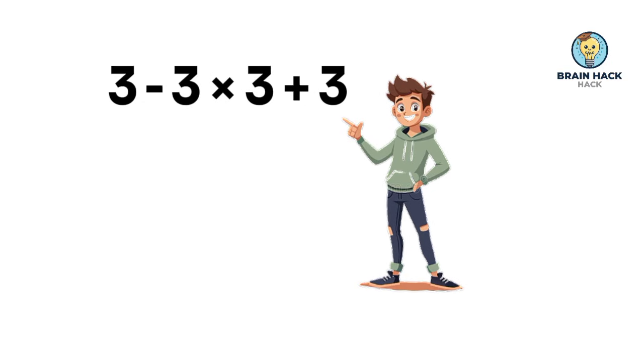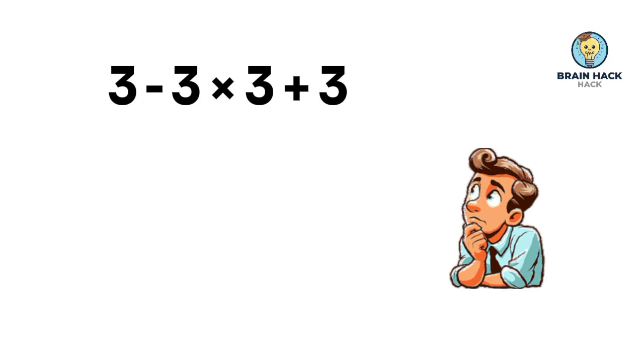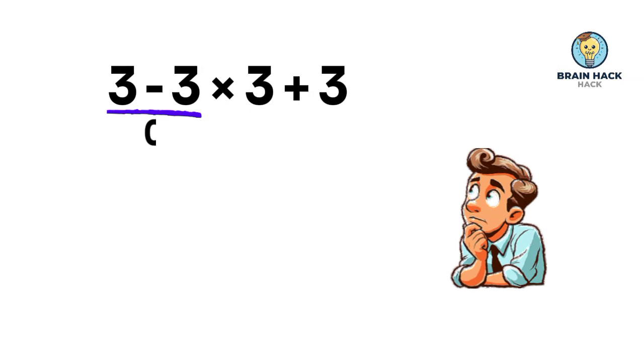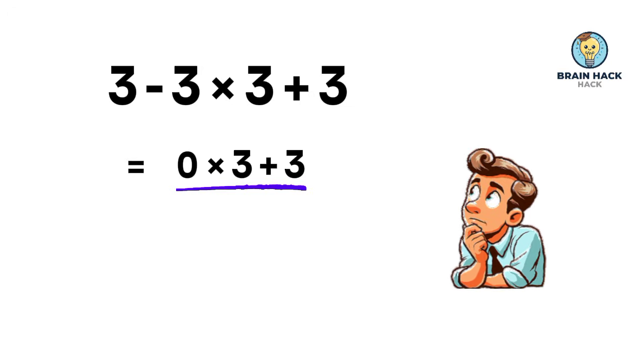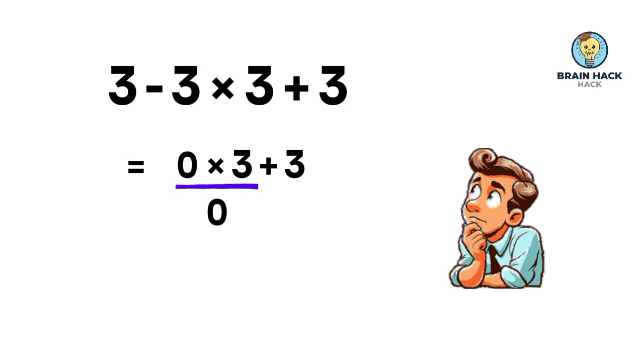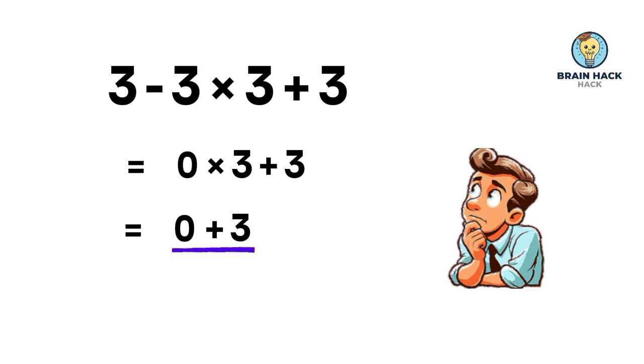Today we want to find the value of this expression, which is 3 minus 3 times 3 plus 3. Many people look at this and they instantly do the subtraction. So they say 3 minus 3 gives us 0. So now the expression becomes 0 times 3 plus 3. 0 times 3 is 0, and 0 plus 3 equals 3.